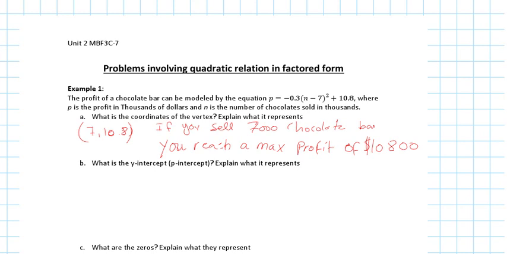Does it have to be in the same form like this? It should be a sentence explaining what the point is. Your sentence can be different, right? But as long as you say that you're selling this many chocolate bars to get this maximum profit, or however you want to say it.